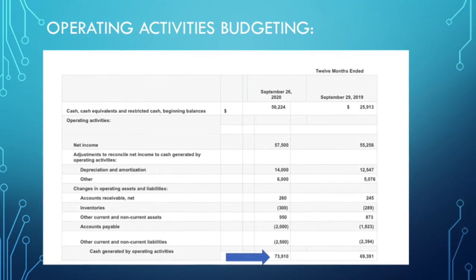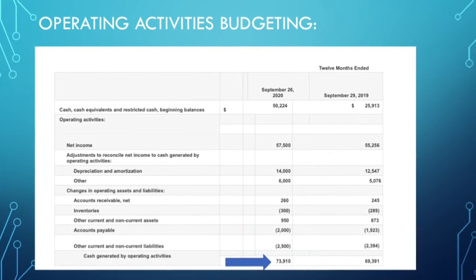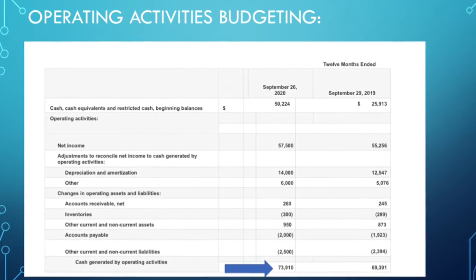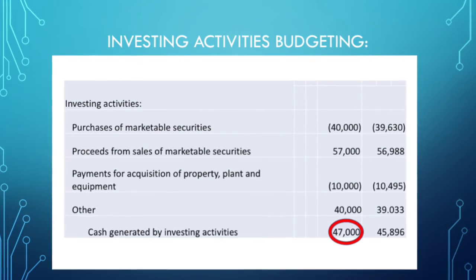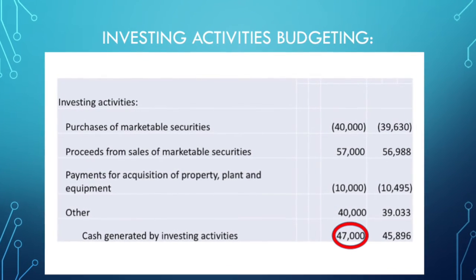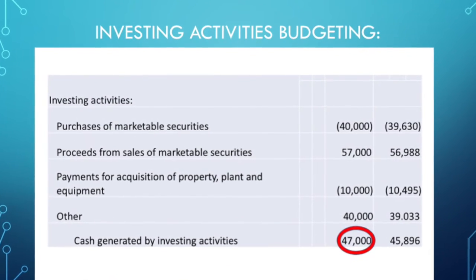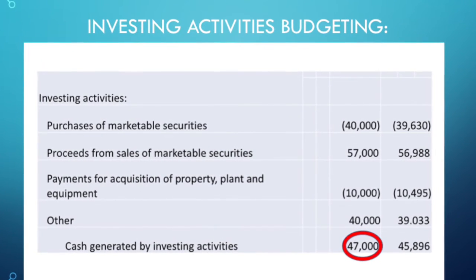So next, I'll explain briefly the possible cash flow budgeting of Apple for the year of 2020. These values are calculated by assuming Apple sales grow at the same rate as 2019. So first, operating cash flow: net income is expected to grow 4% to 57,500 million in 2020. As a result, the total cash generated by operating activities will increase 7% to 7,910 million in 2020. For investing cash flow, the purchases of marketable securities and proceeds from sales of marketable securities will be budgeted by a similar amount, and the total cash generated by investing activities will be $47,000 million.